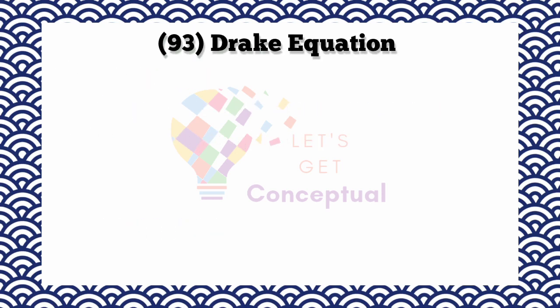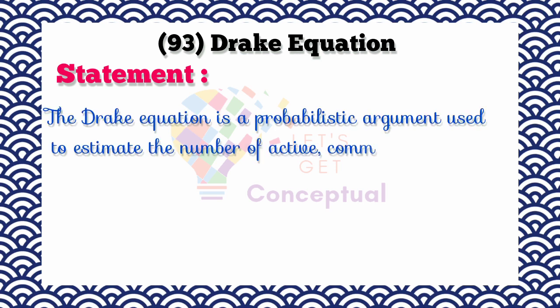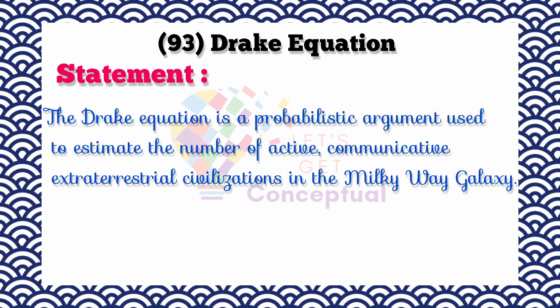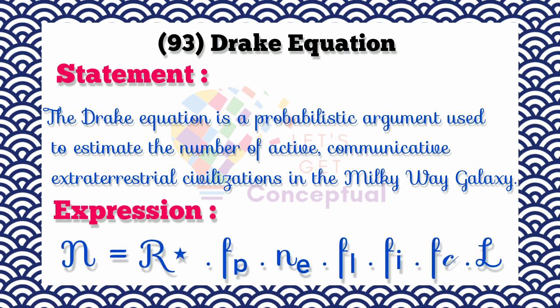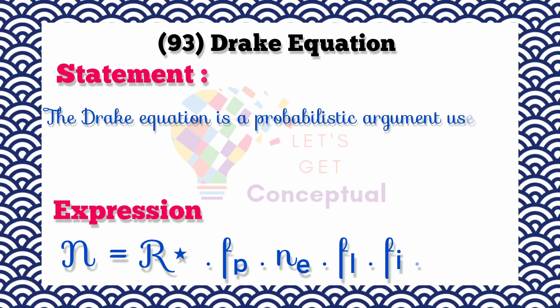Number 93. Drake equation. Statement: the Drake equation is a probabilistic argument used to estimate the number of active communicative extraterrestrial civilizations in the Milky Way galaxy. Expression: N is equal to R star dot Fp dot Ne dot Fl dot Fi dot Fc dot L.